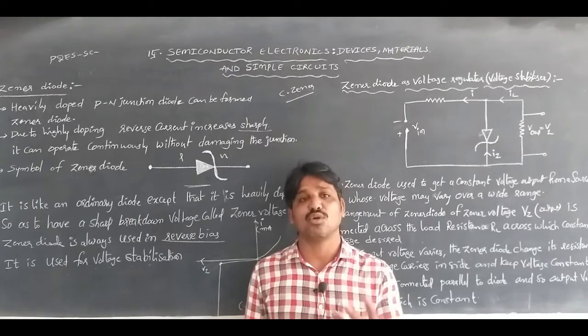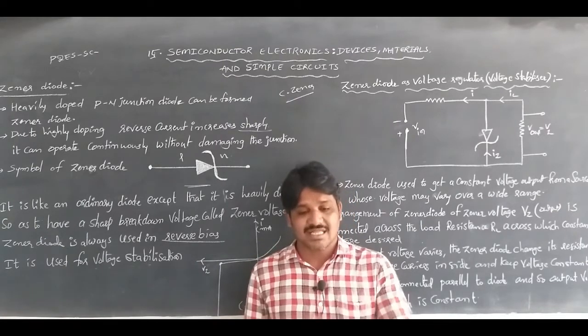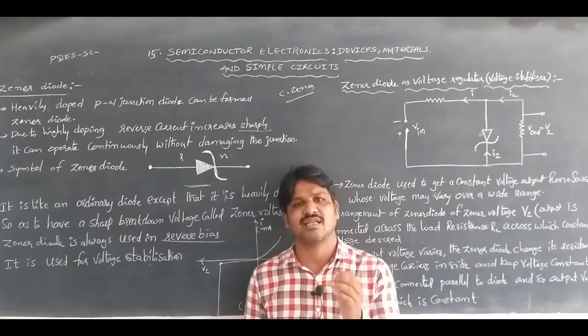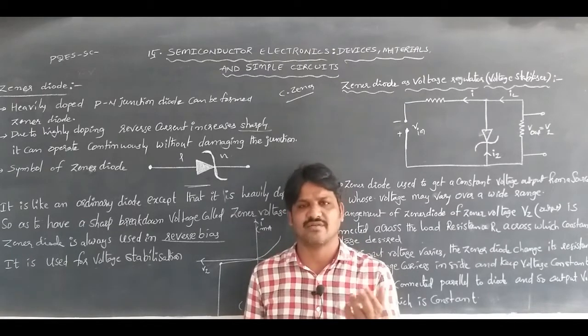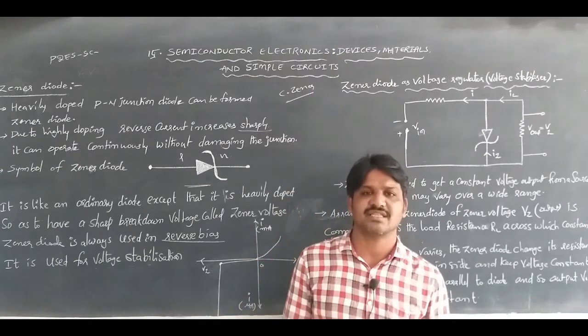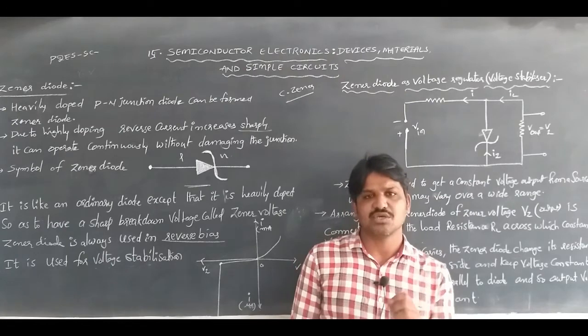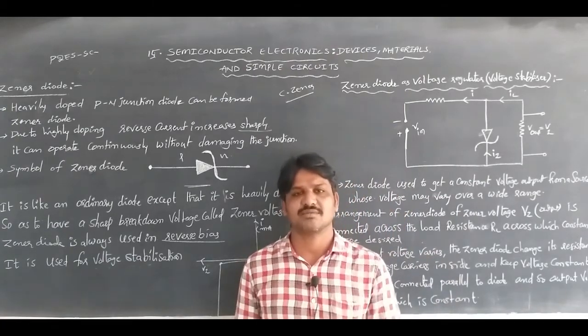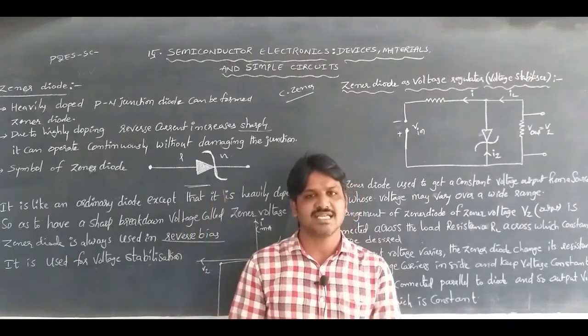If we get the more current into the home, then that can be passed through a constant supply to the electronics, TV or fridge or whatever electronic gadgets, to avoid the breakdown, to avoid the short circuit, to avoid the damage. So we will use the stabilizers, that is the voltage stabilizers. In the voltage stabilizers also we will use a Zener diode.